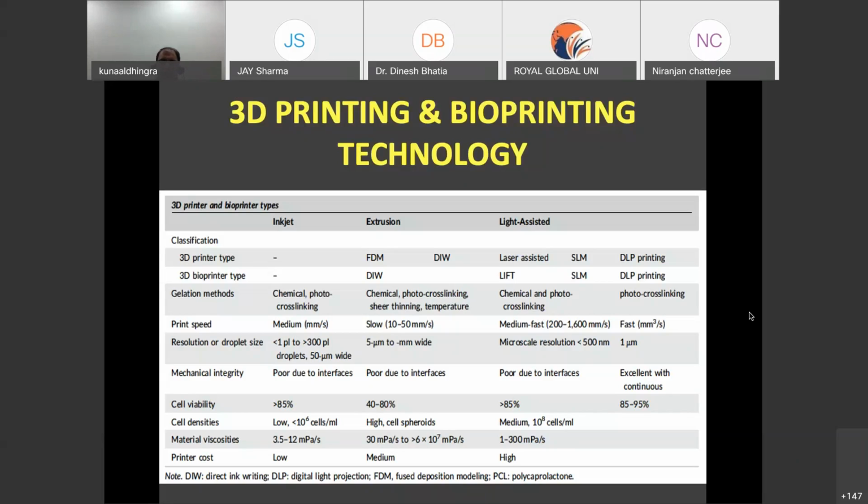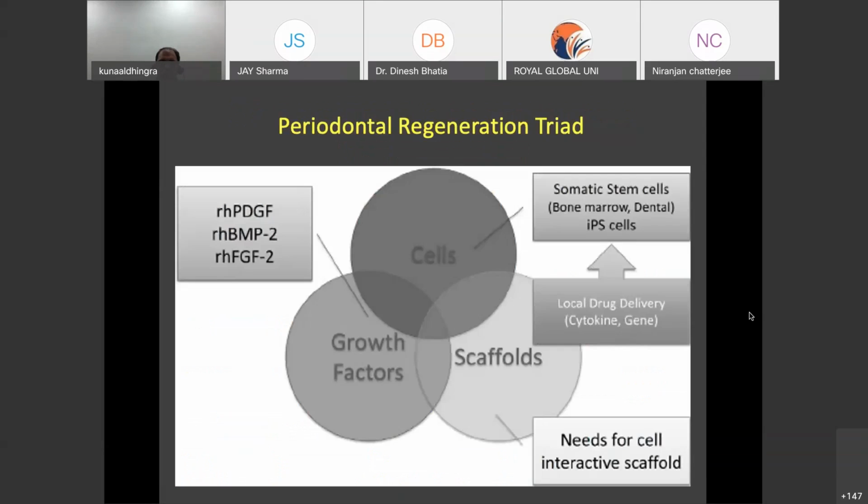With regards to stem cell viability, or the cell viability that I will talk about further, we see the best in the DLP printers, followed by inkjet and the extrusion. The cell density that we achieve with the printing in inkjet is very low. In extrusion, it is high, whereas in light assisted, it is of medium variety. And material viscosities range between 3.5 to 12 megapixel per second in inkjet, in extrusion up to 30 megapixel, and in light assisted to around 300 megapixel. The printer cost is low in inkjet, and the light assisted are the best, supposed to be the highest price.